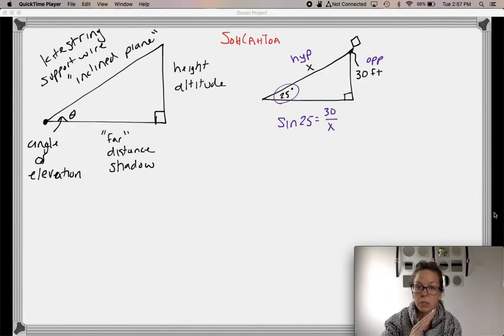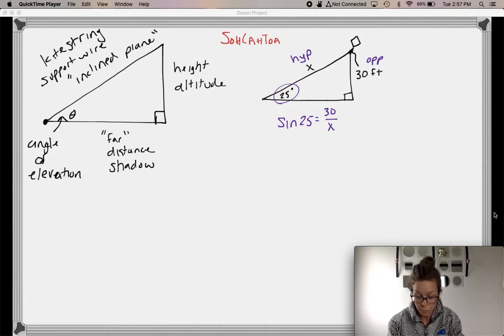Remember, every trig equation is: trig, angle equals side over side. Every time. Trig, angle equals side over side. You make a little chant. Trig, angle equals side over side. Over and over. It'll sink in.